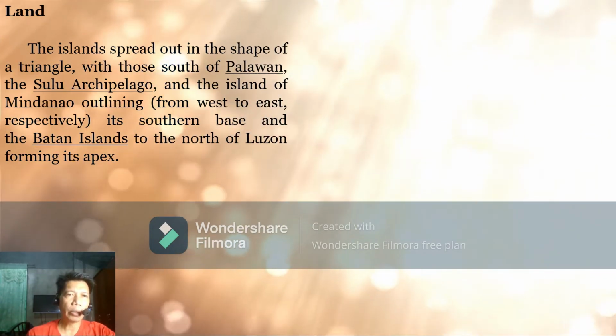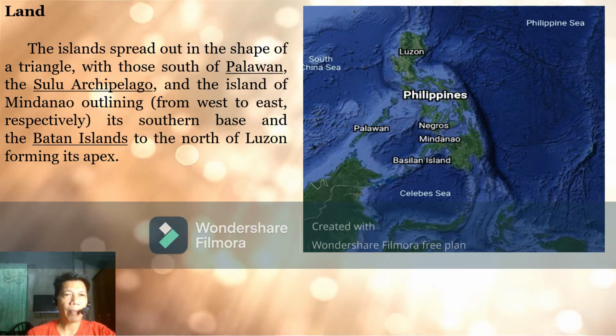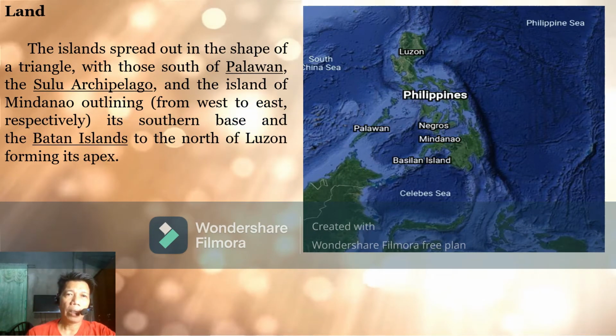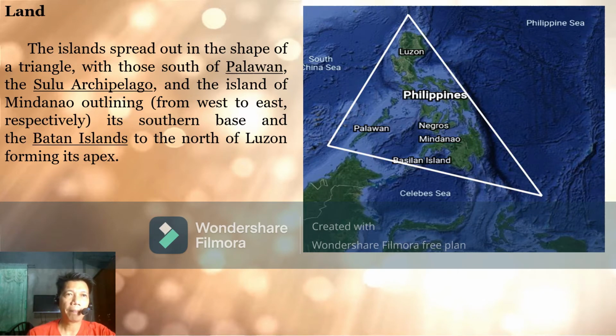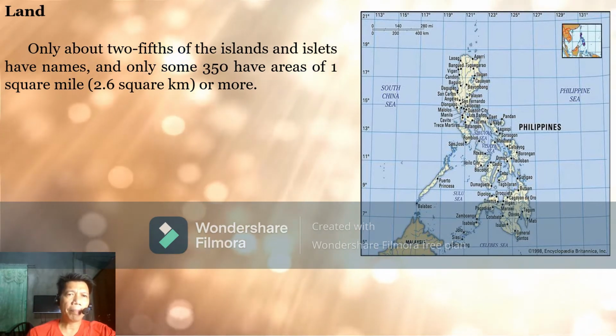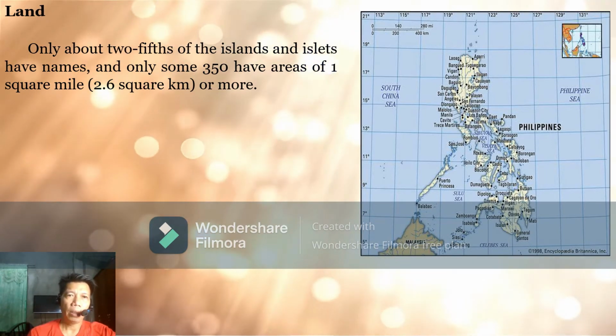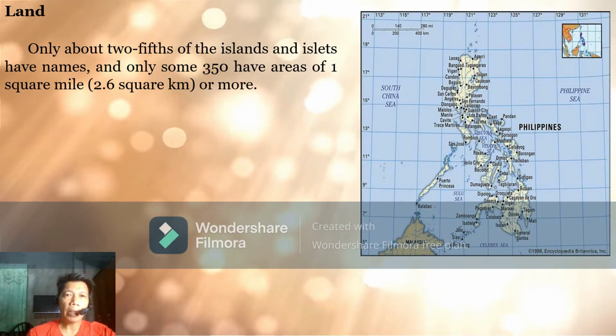The islands spread out in the shape of a triangle, with those south of Palawan, the Sulu Archipelago, and the island of Mindanao outlining from west to east respectively its southern base, and the Batan Islands to the north of Luzon forming its apex. Only about 2/5 of the islands and islets have names, and only some 350 have areas of 1 square mile or 2.6 square kilometers or more, meaning to say those were the only areas where people can live. So of all those islands that have names, their actual number is over 1,400 islands.